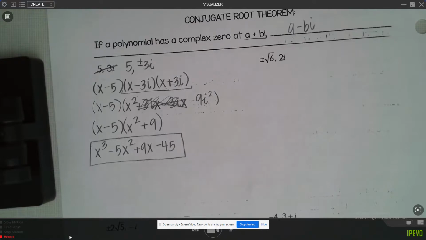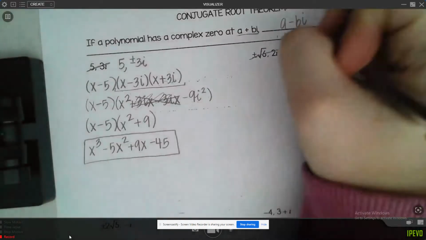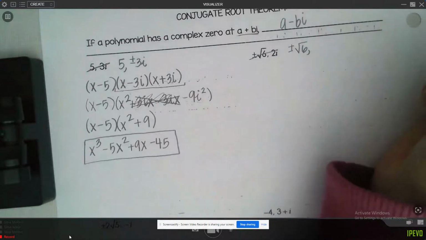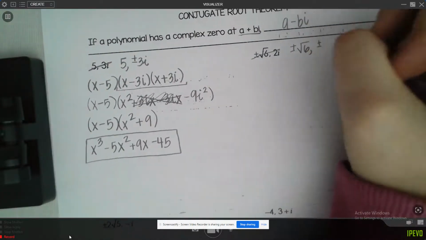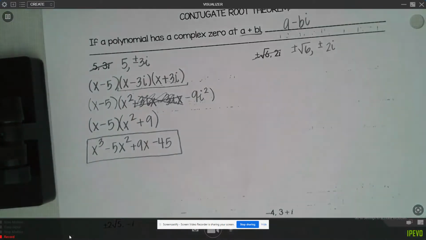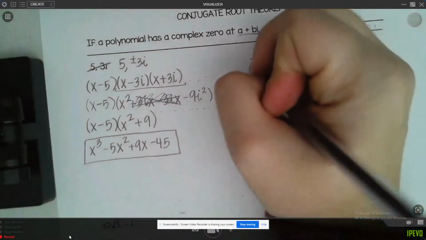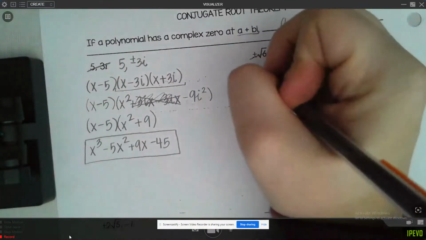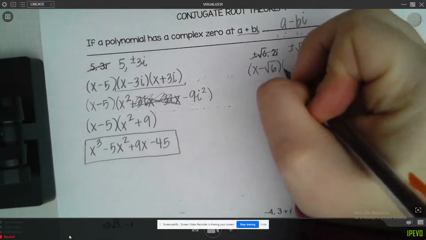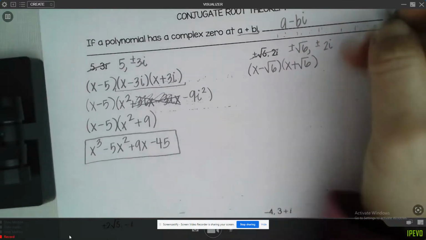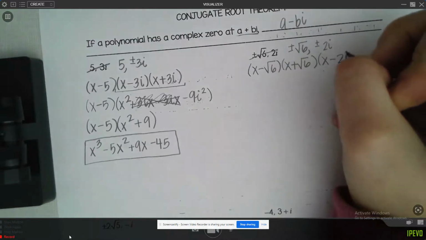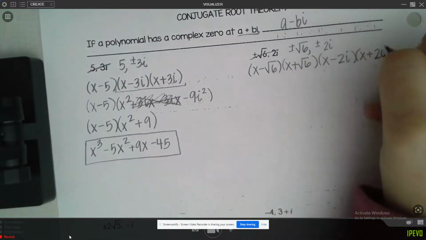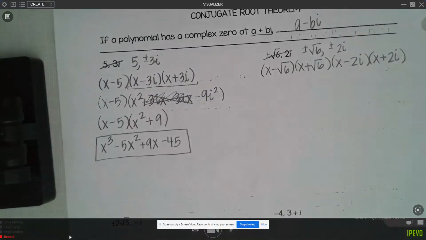Okay. Now, do I need to fix any zeros on the second example? Yeah, which one? 2i. So I'm going to have plus or minus radical 6, and what else? Plus or minus 2i. So this is x minus radical 6, x plus radical 6, x minus 2i, and x plus 2i. FOIL that, please.